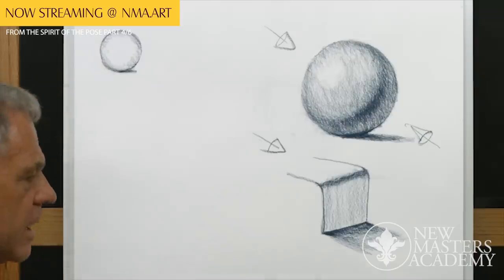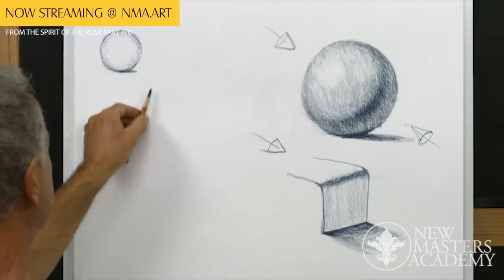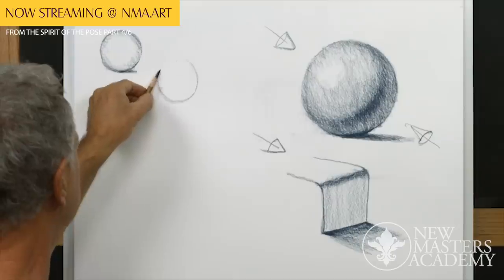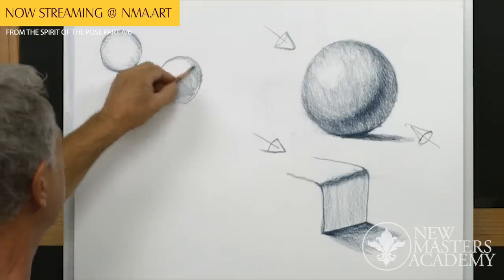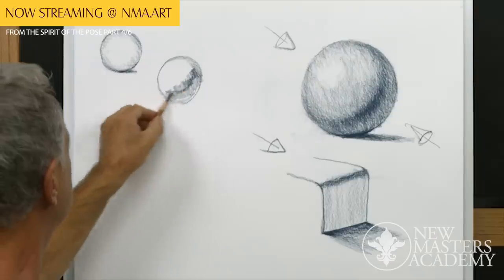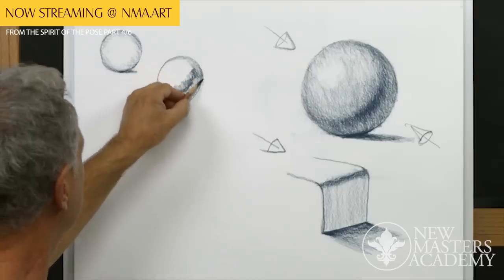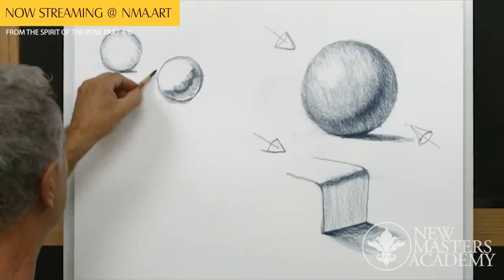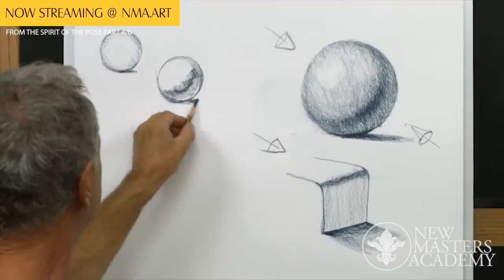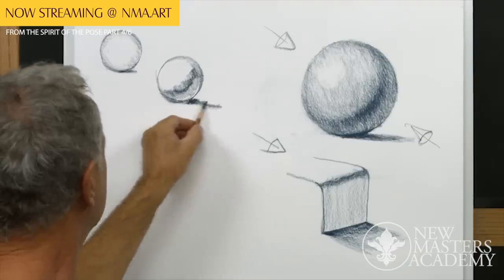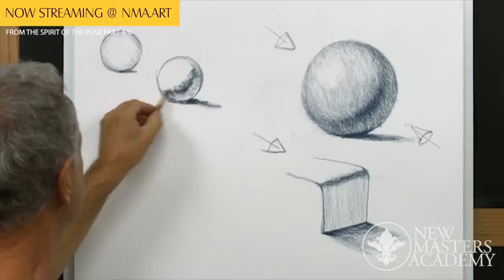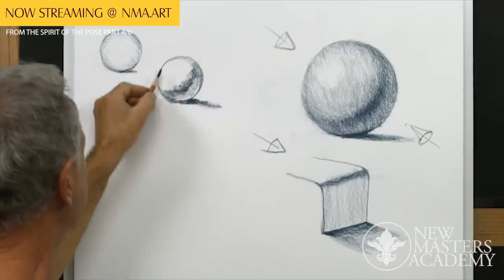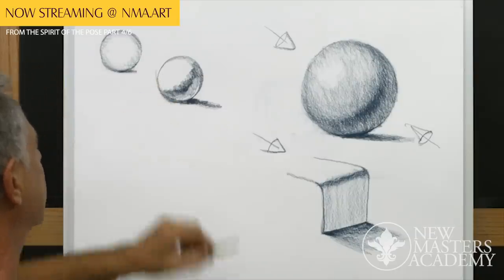Okay. Say, along comes Michelangelo, and you get this. I'll do this more quickly now. Okay. So you'll notice that this is strong. We get local tone, core, reflected light, cast shadow.